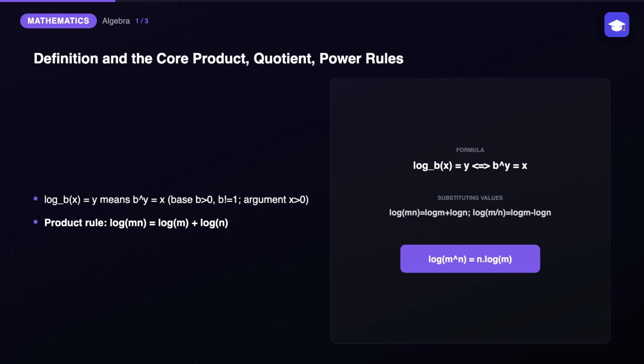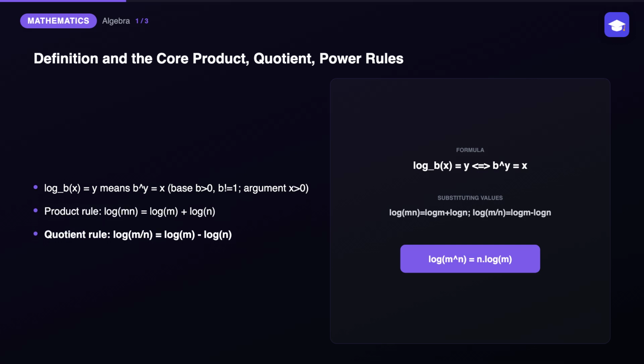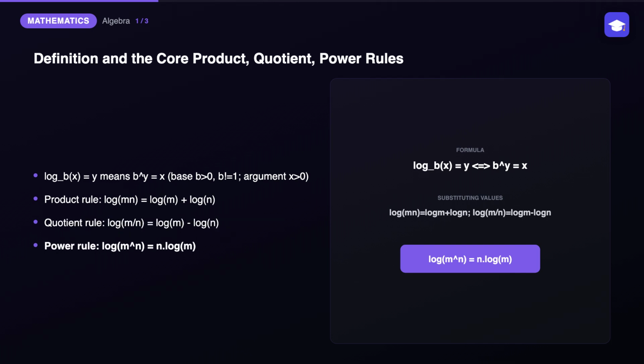The three foundational properties follow directly from the laws of exponents. The product rule states log of m times n equals log m plus log n. The quotient rule states log of m over n equals log m minus log n, and the power rule states log of m to the power n equals n times log m. These three rules together are exactly why logarithms were historically so valuable. They convert difficult multiplication and division problems into simple addition and subtraction.